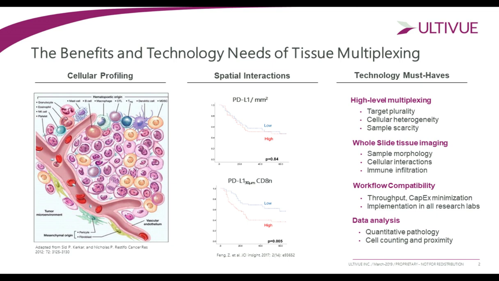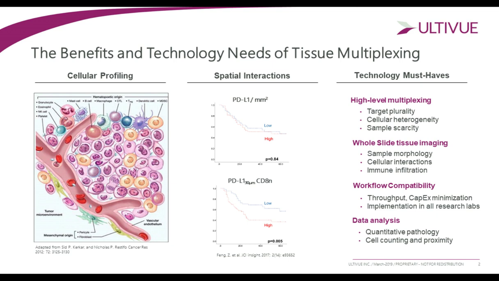These types of key interactions are things that multiplexing helps you reveal and that you can see very clearly. And being able to understand these types of interactions will allow you to better understand specific treatments that may work for one patient versus another.